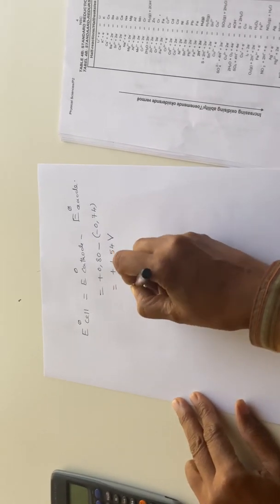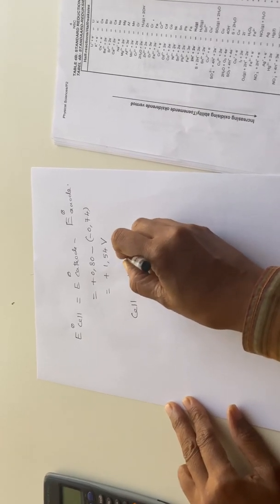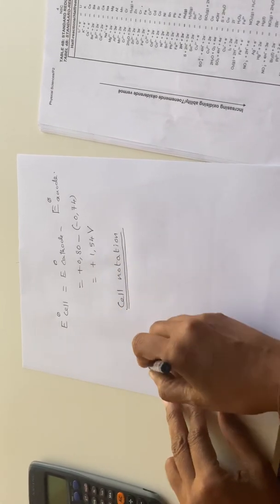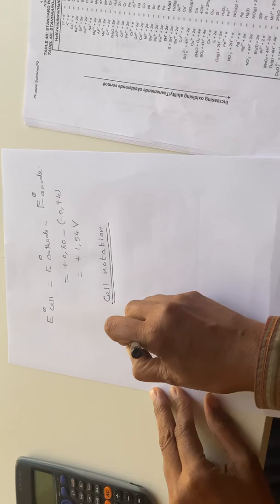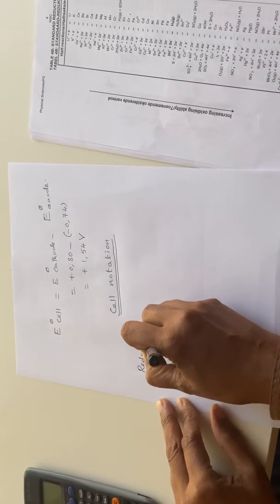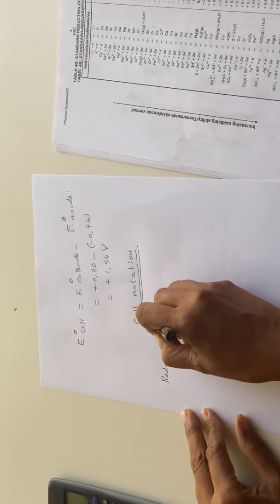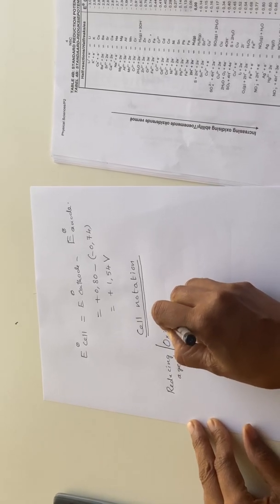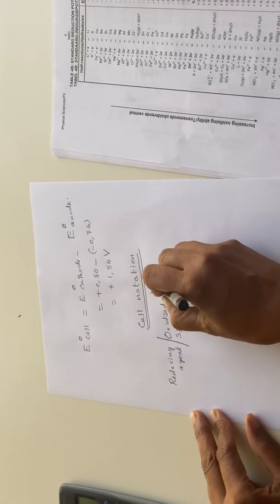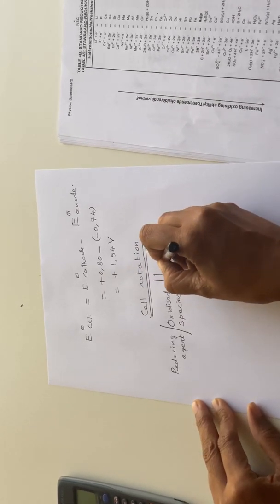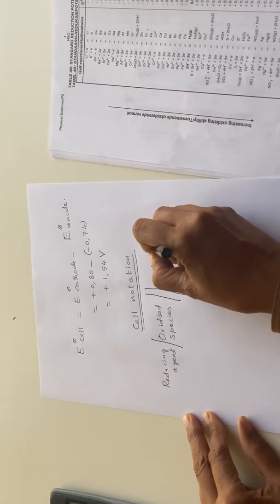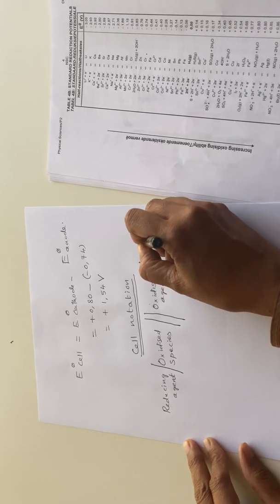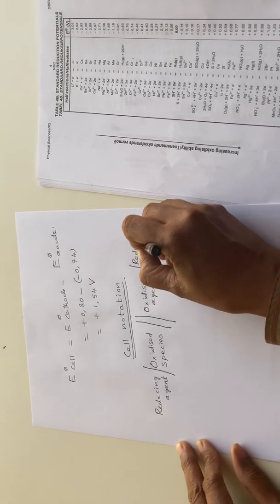How do we write cell notation? What is the rule for writing cell notation? Anode must be on the left, cathode must be on the right. The rule is reducing agent first. Then what does it change into? Oxidized species. Then you draw a double line. Then what do you have? Oxidizing agent and reduced species. That is what we are writing.